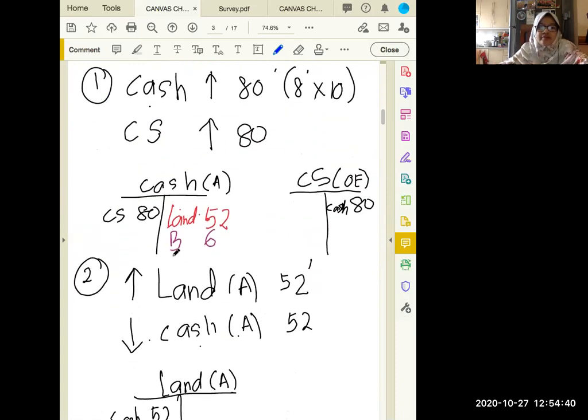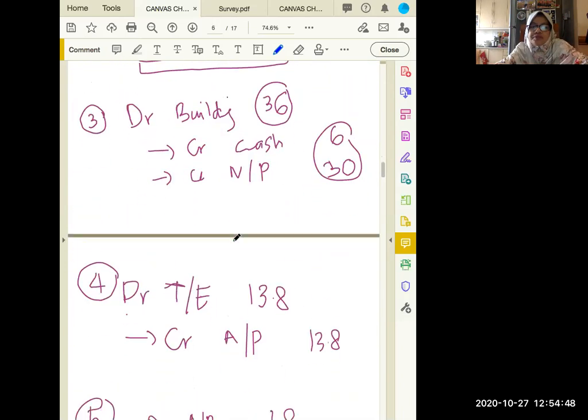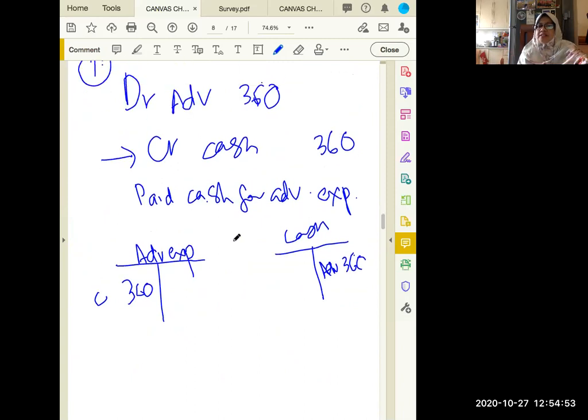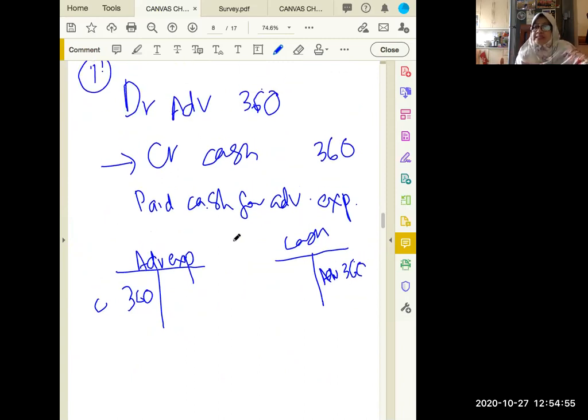Now you have your advertising, how much is it? 360. It has to be in the same account. You don't have to create this, but I show you here so that you can see the movement and the changes from this transaction.